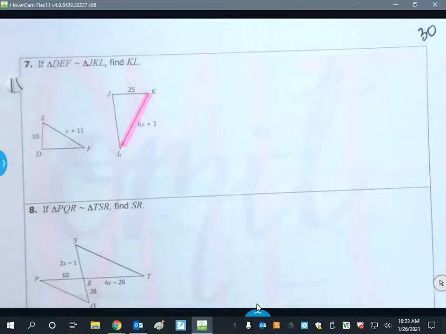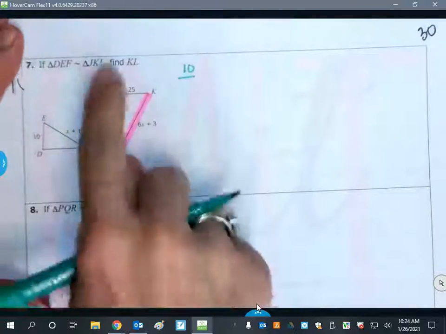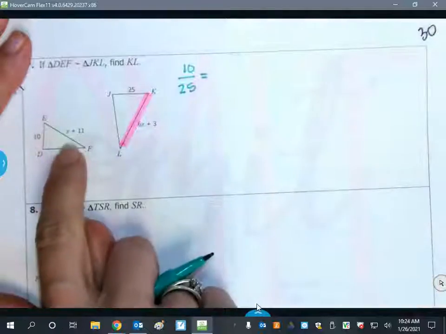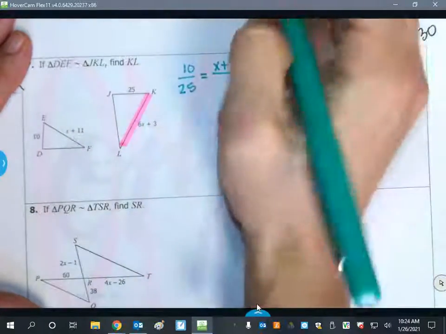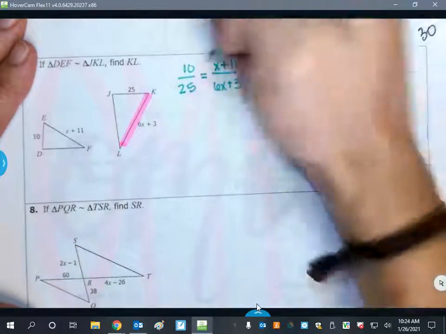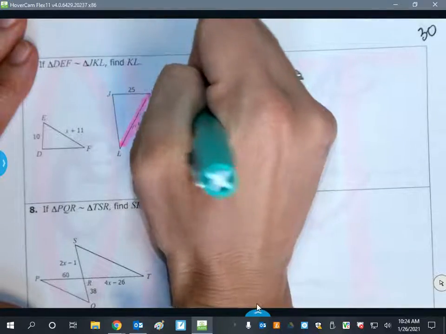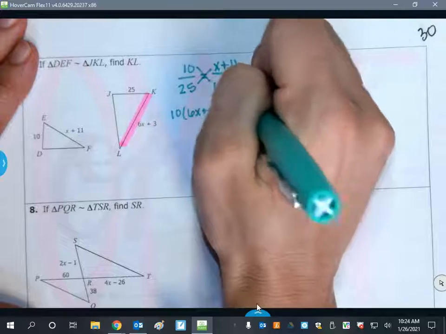All right, so hopefully when you were setting up your ratio, you saw that DE, which is 10, corresponds to JK, which is 25, equals EF, which is x plus 11, over KL, which is 6x plus 3. All right, then we cross multiplied, and we got 10 times 6x plus 3 equals 25 times x plus 11.